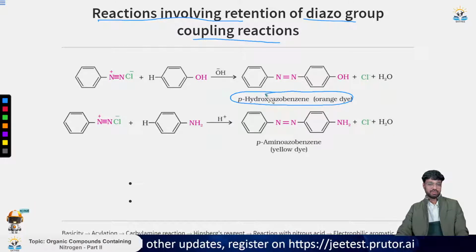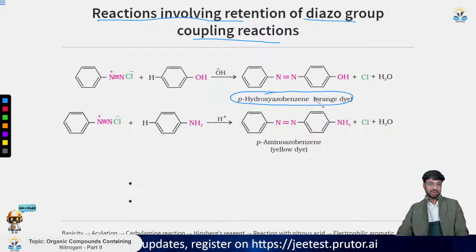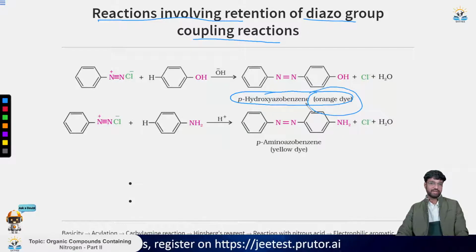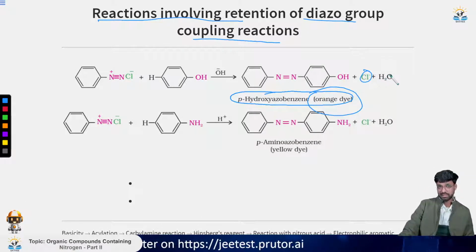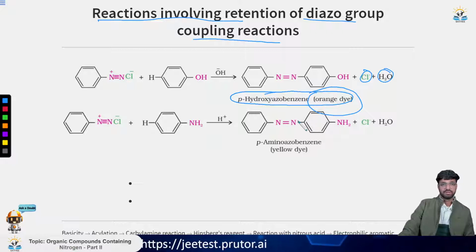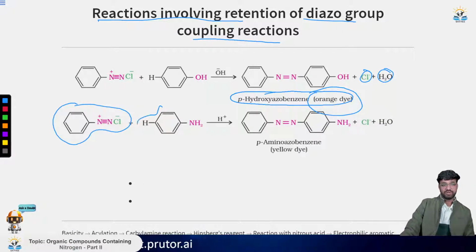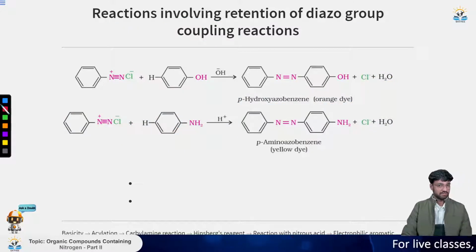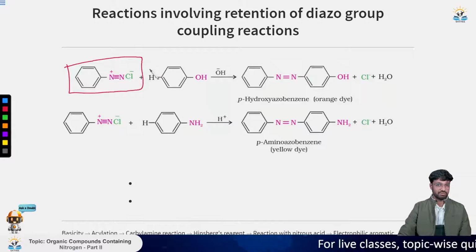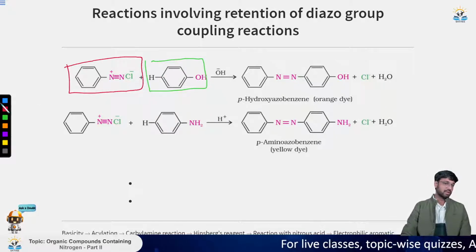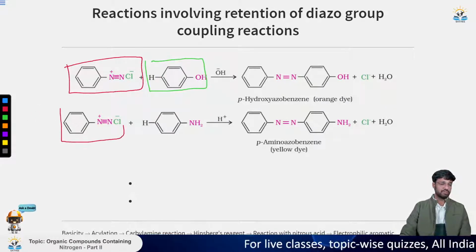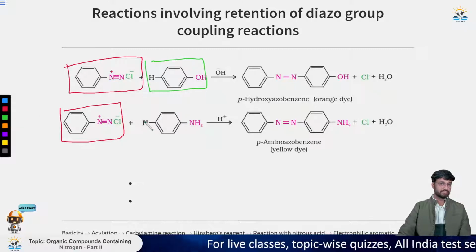We get para-hydroxyazobenzene. And what is special about this compound? It is an orange dye. So it is used as a dye also. Plus Cl minus and H2O. Second, again we are doing this same reaction, but we are doing it with the help of NH2, that is aniline. So these both are coupling reactions. We are coupling this molecule with this molecule in the first one, and in the second one we are coupling this molecule with this one.